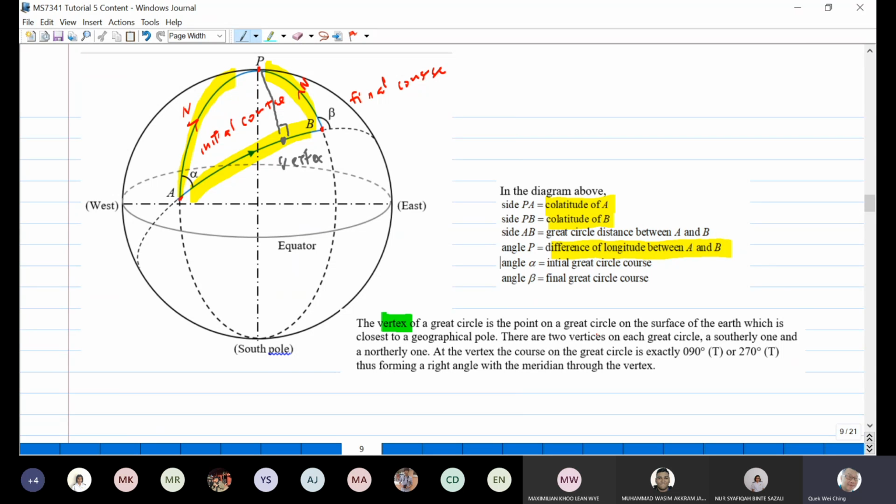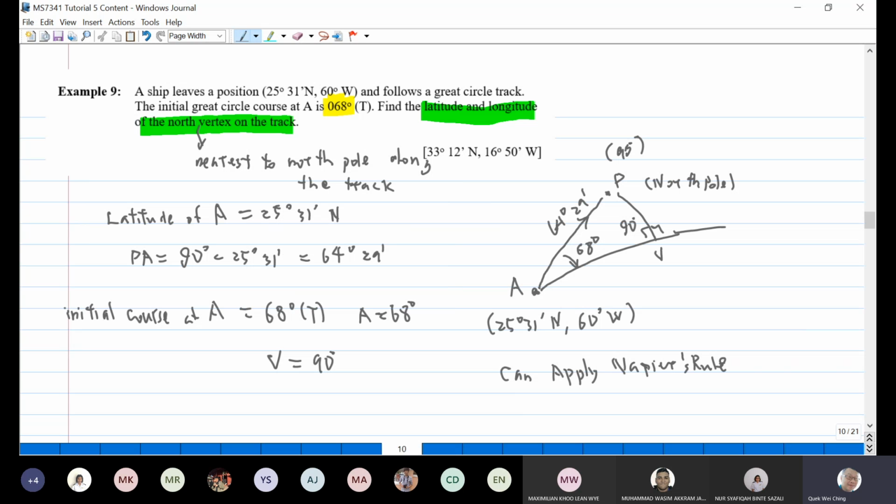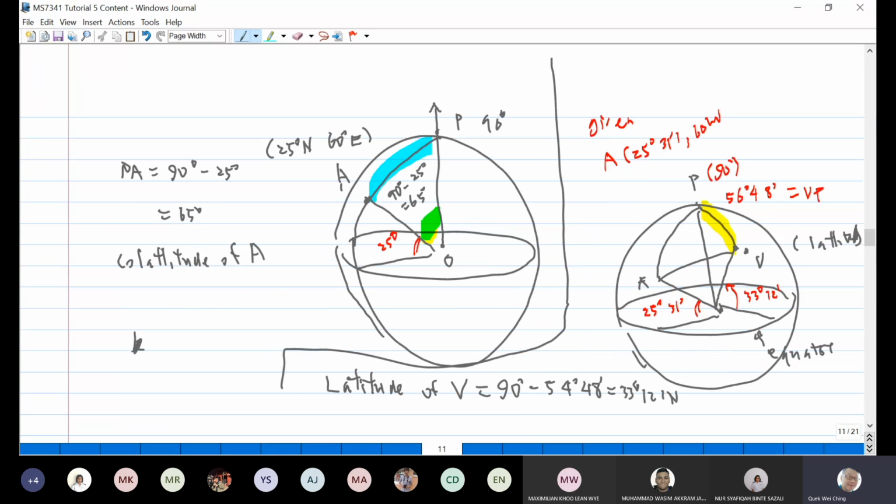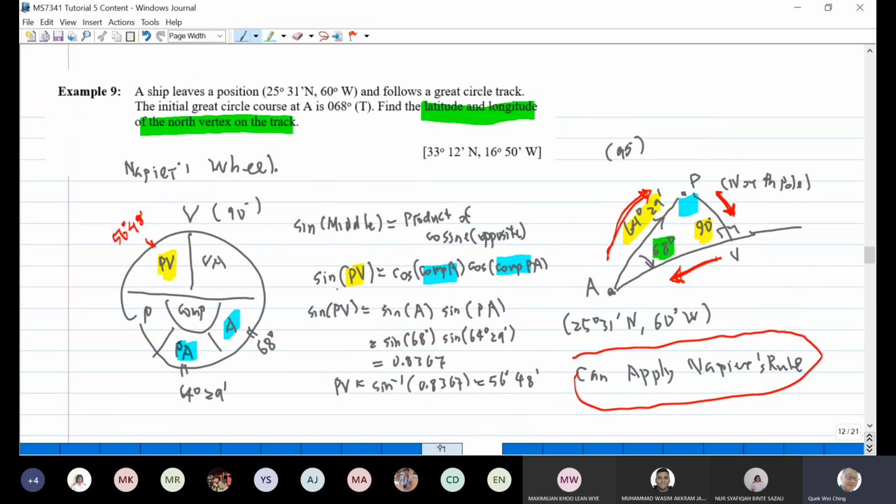Okay, and then in example 9, we have to find out what is the latitude of A, and from there you can find PA, right? PA is called the co-latitude of A. Why is it like that? If you look at the picture, this blue one is the co-latitude. Once you know latitude, you can find the co-latitude as the blue one, and then angle A is given.